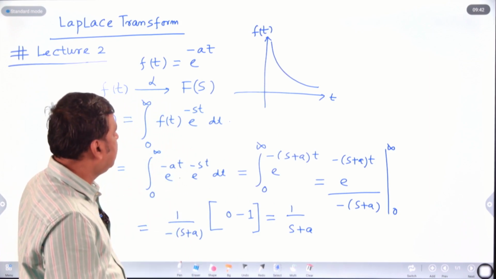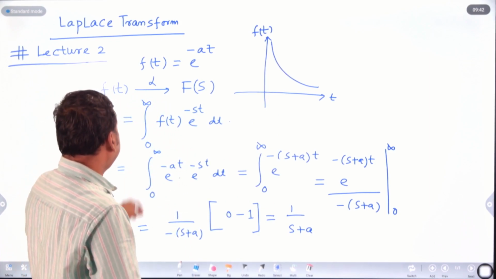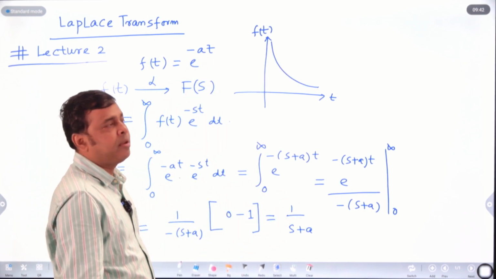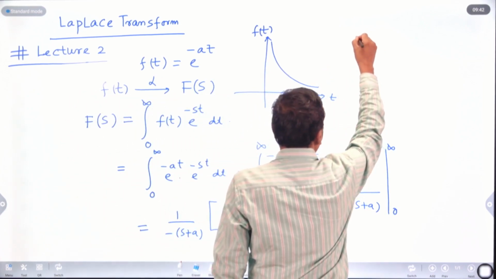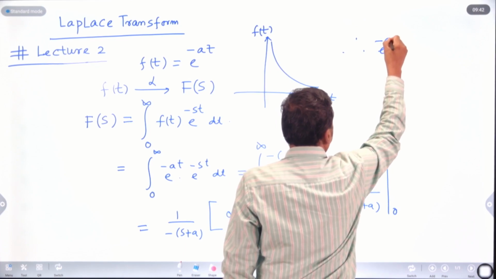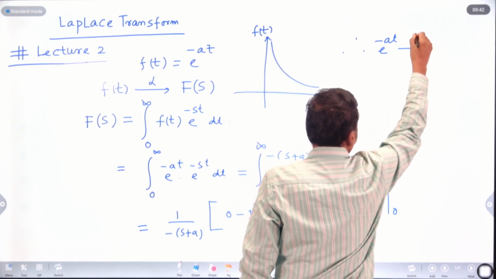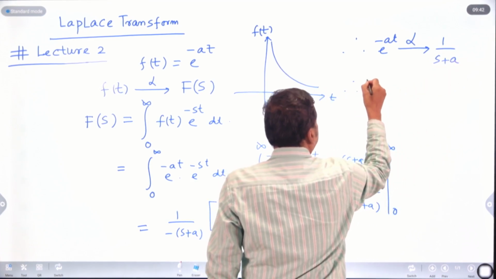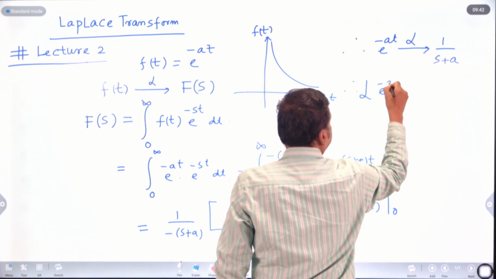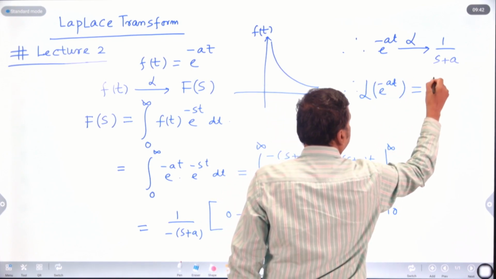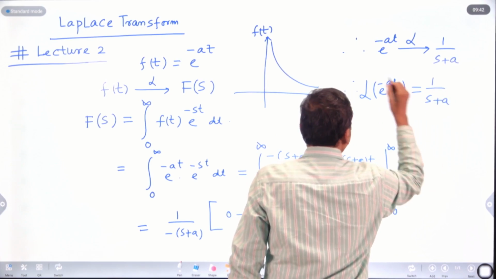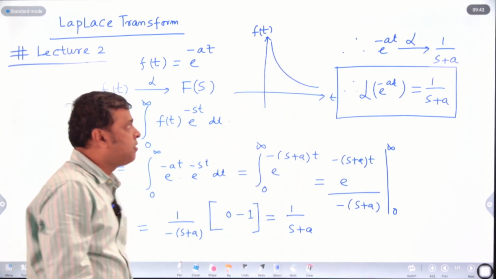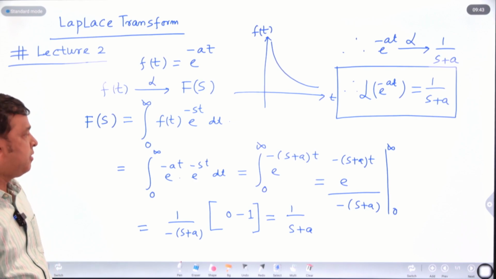So what we get is the Laplace transform of this basic function: if f of t is e to the power minus at, the Laplace transform of this function is nothing but 1 by s plus a. So e to the power minus at is your basic function, and the Laplace transform of this function is 1 by s plus a. So this is your basic result for the Laplace transform of the exponential function: e to the power minus at equals 1 by s plus a.